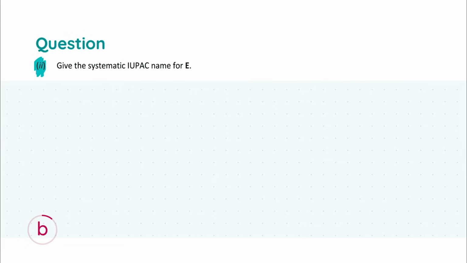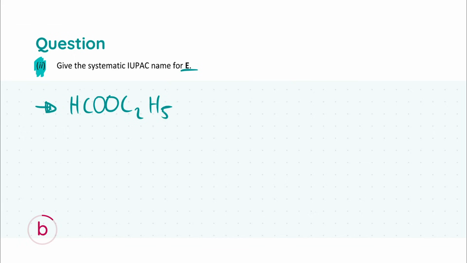So moving now on to part 2, here you're asked to give the systematic IUPAC name for E. E was the ester that we found previously. So the first thing I'm going to do is write down the formula that we had for E, which is HCOOC2H5, and that's going to be our ester E. Now, personally, I wouldn't be able to tell you what that is right off the top of my head.